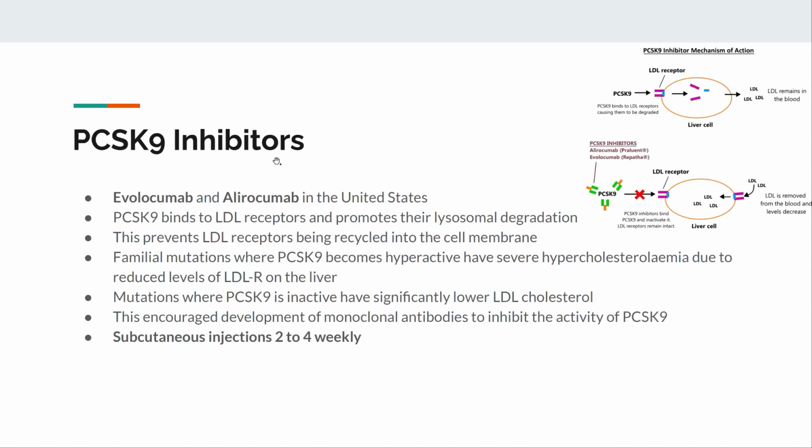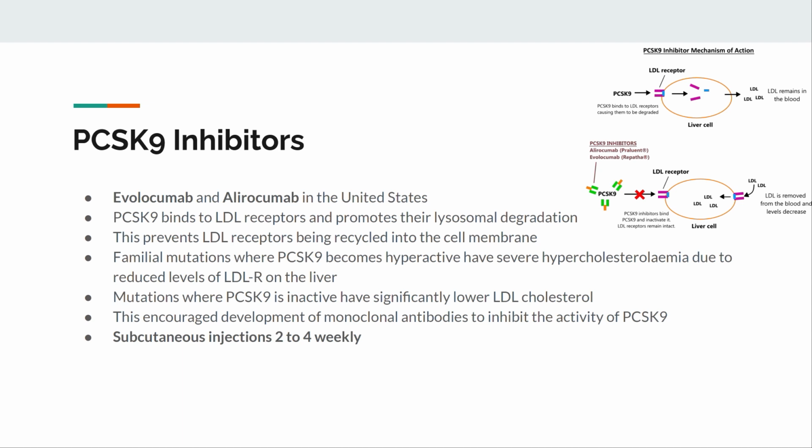PCSK9 inhibitors are a new drug that will probably be a thing in 5 years. Evolocumab and alirocumab are not really here in Australia yet, but they are being used in the United States. So what does this protein do? PCSK9 basically binds to LDL receptors on the surface of liver cells and promotes their breakdown.